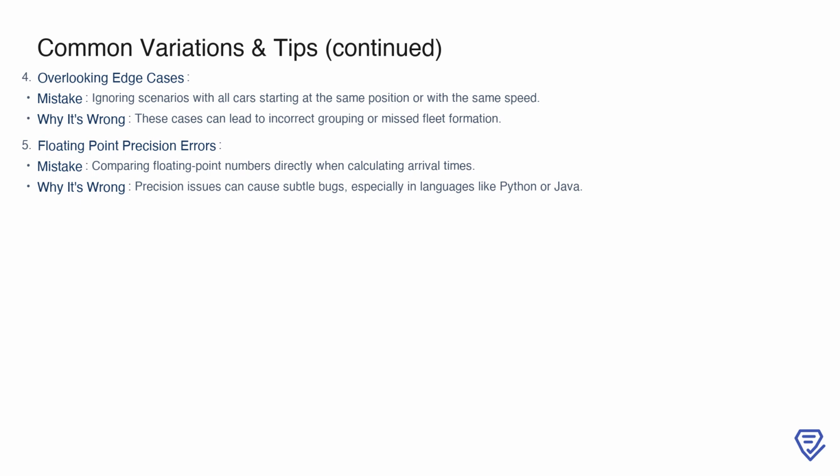Another potential issue is floating point precision errors, which can occur when comparing arrival times. Directly comparing floating point numbers can lead to unexpected results, especially in languages like Python or Java, due to how numbers are represented in memory. To avoid this, consider using a small tolerance for comparisons or work with integers if possible. Addressing these issues ensures your solution is robust and handles all edge cases effectively.